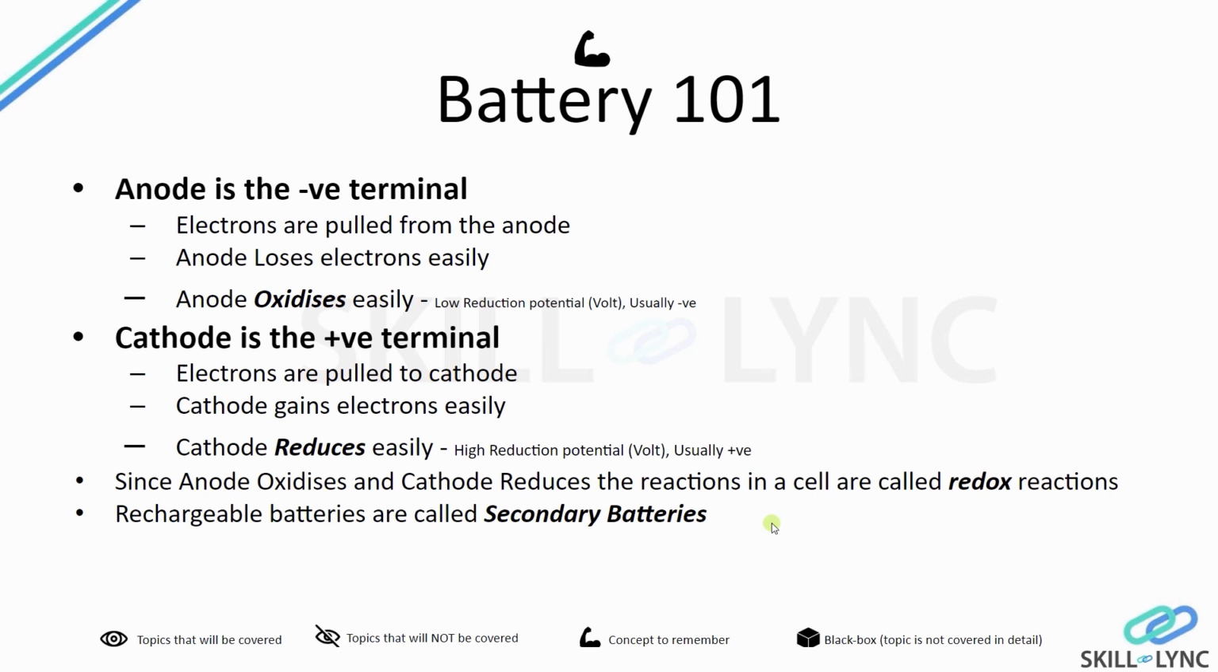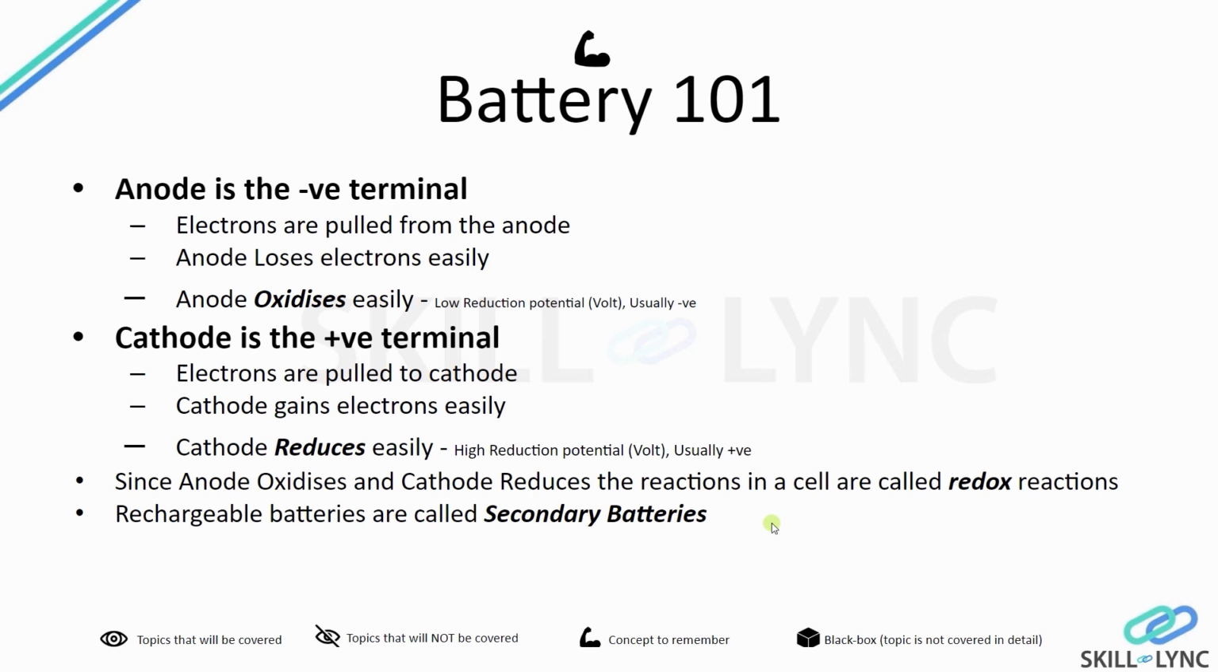So in other words, going by reduction potential, we know that the cathode is going to have a very high value of reduction potential because it can accept electrons easily, and the anode is going to have a really low value of reduction potential, right? And that's kind of the whole idea. And in a battery, at any given time, you have a combination of reduction and oxidation taking place in these two terminals. And that's why these reactions are called redox reactions, right?